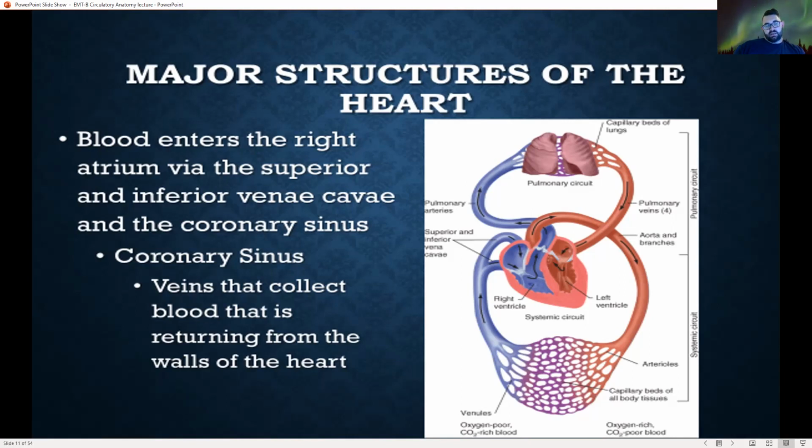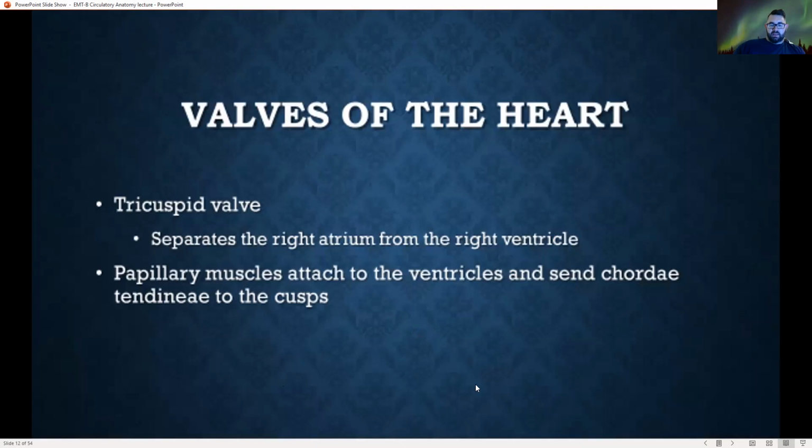Now, just like every artery, there is a vein that drains. Every artery has a vein that is named similarly that drains. Let's say the coronary arteries give the heart blood itself. The coronary sinus drains the blood back from the heart muscle after the heart wall has used it and been oxygenated.